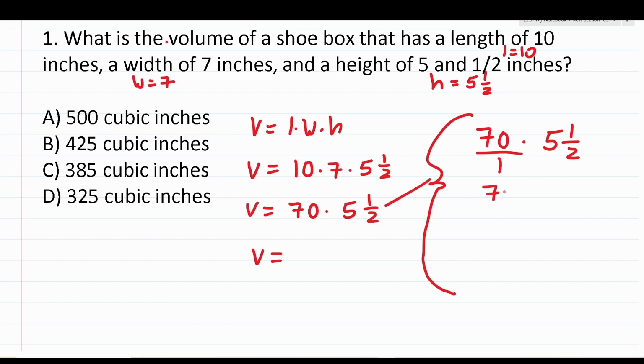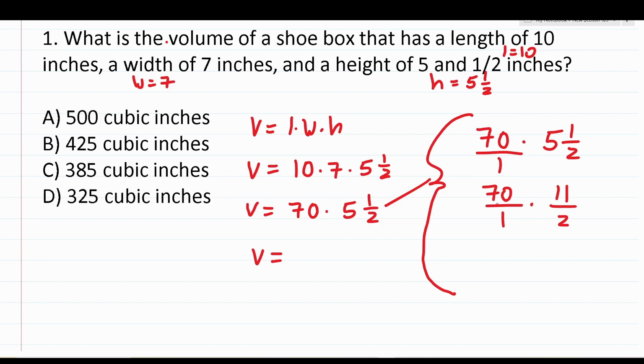So this becomes 70 over 1 times. And then you want to convert your mixed number into an improper fraction by doing this. Your denominator of 2 is not going to change. The numerator is going to be 5 times 2, which is 10, plus 1, which is 11. All right, so now, as you can see, we're doing nothing more than multiplying the 2 fractions, notably 70 over 1 times 11 over 2.